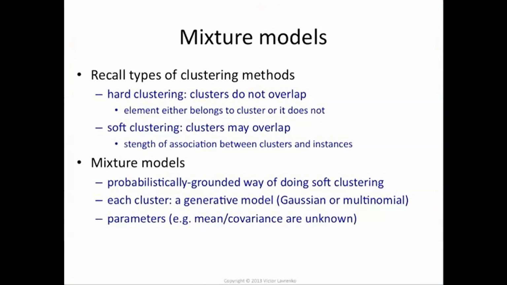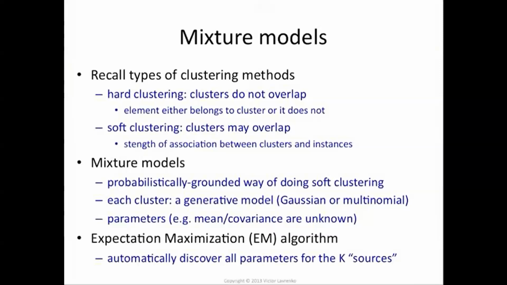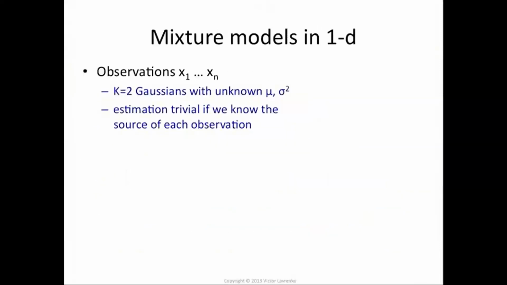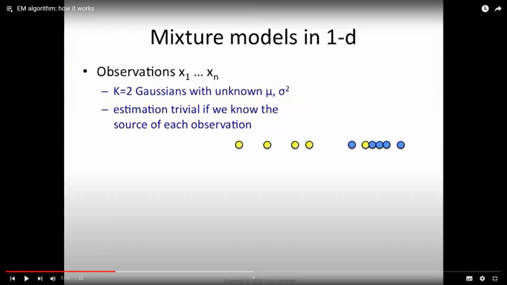If you have a Gaussian, or for a multinomial, it would be the probabilities for each outcome of the random variable. And the EM algorithm is what allows you to infer those parameter values. So let's look at the problem with a small example. Suppose I have a bunch of data points like that, and I know that these two.